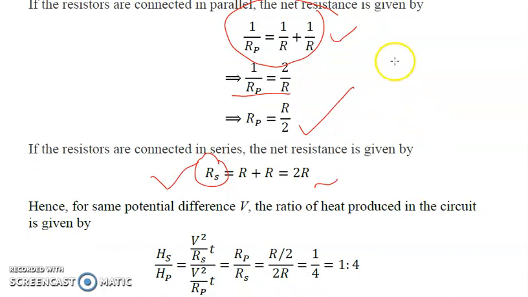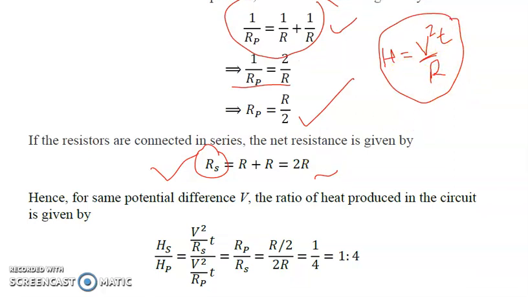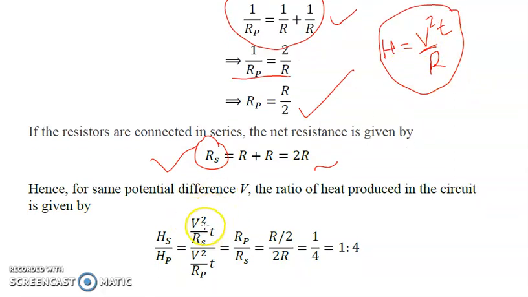H is equal to... there are 2 or 3 formulas for heat. We will apply the formula H is equal to V square upon R into T, because these are the values that have been given to us in terms of resistance, voltage and time. So we put these in the equation: V square upon Rs into T is the heat produced in series, and V square upon Rp into T is the heat produced in parallel.